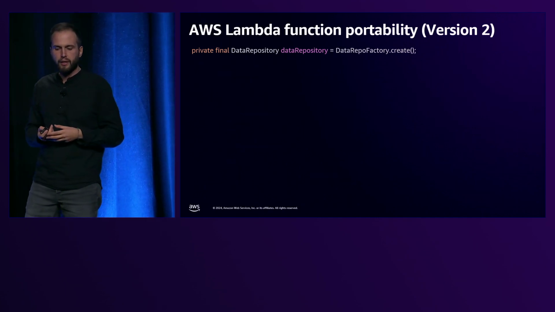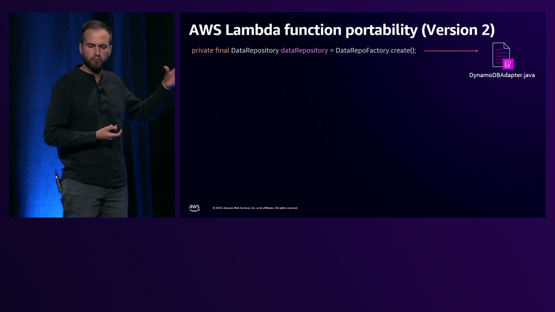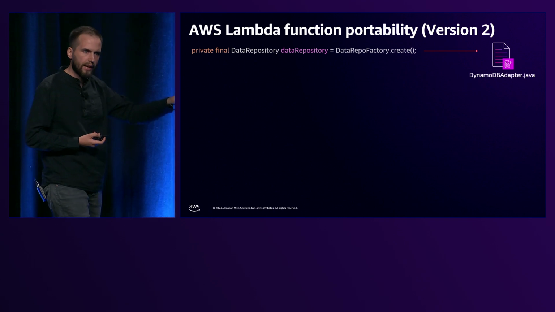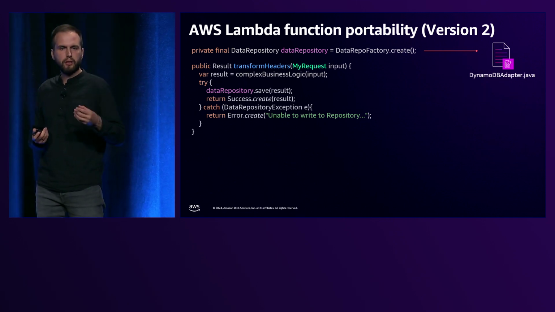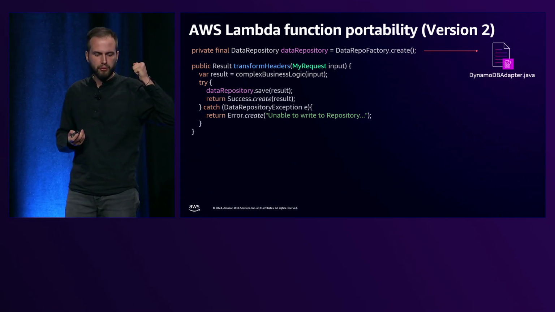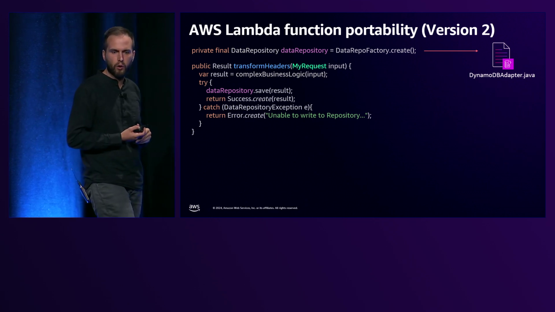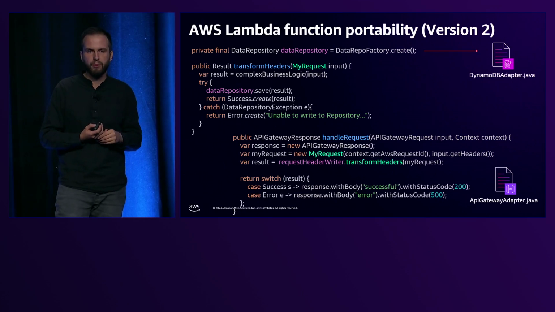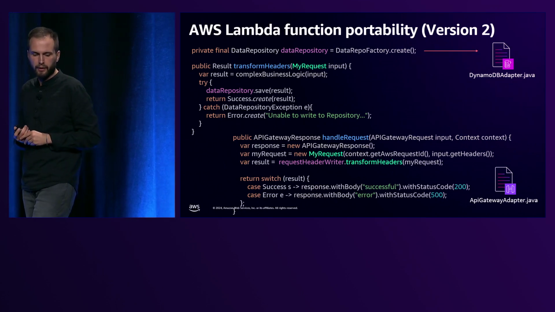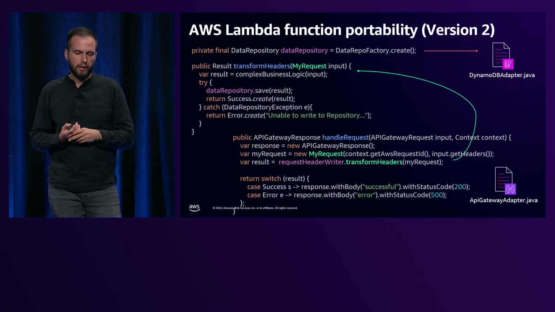And the factory then decides what is the actual implementation that I choose. So for example, I can write a DynamoDB adapter where all the DynamoDB specifics are in there, and I can switch that at a later point if I want to. My core business logic does not rely directly on the API Gateway request anymore, but I define my own input or my request object here. And all the things that then are related to API Gateway are separate in an API Gateway adapter. And this adapter then just calls my transformed headers function.